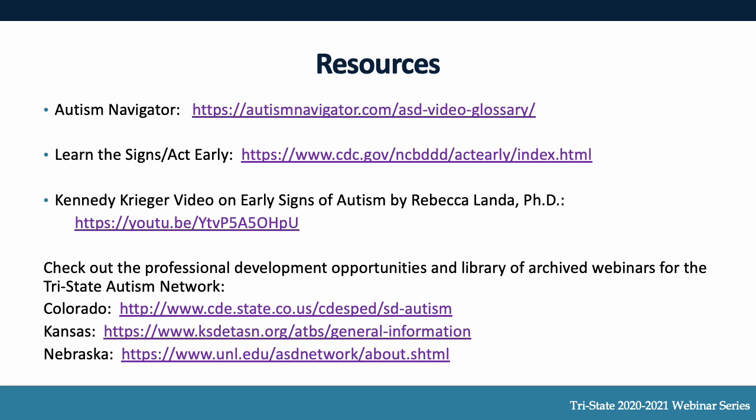I also very much like this video from the Kennedy Krieger Institute done by Dr. Rebecca Landa, who's a speech-language pathologist. It does a nice job of, in 8 to 12 minutes, showing different samples of what autism can look like in young children. And then lastly, I encourage you to take a look at the Department of Education websites in your state. So in Colorado, Kansas, and Nebraska, I've put some of those links up there, all members of the Tri-State Autism Network, and I think you'll find a lot of webinars and products that could be very useful as you learn more in this area.